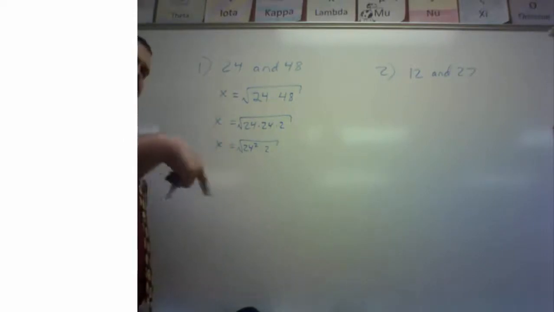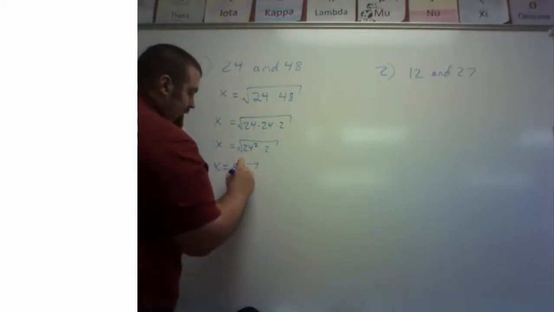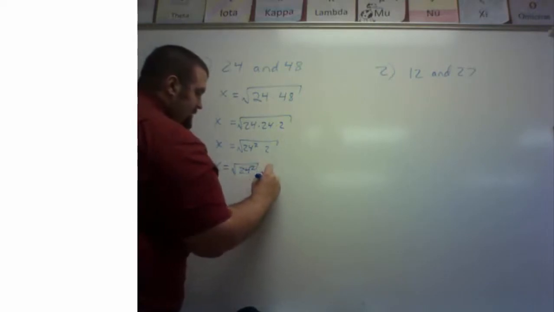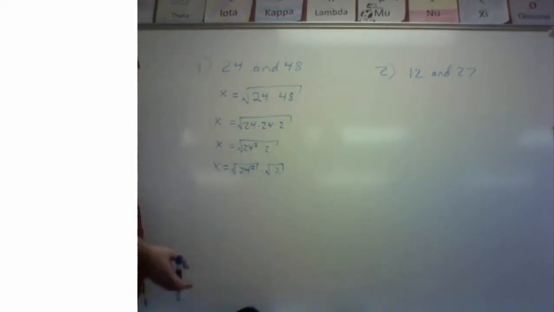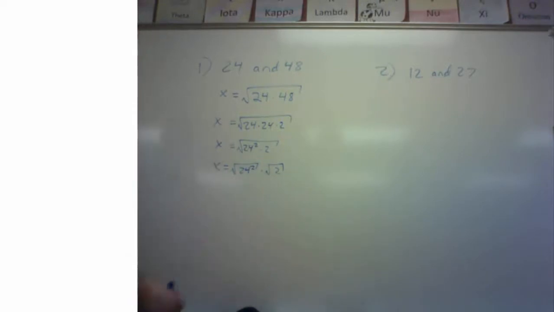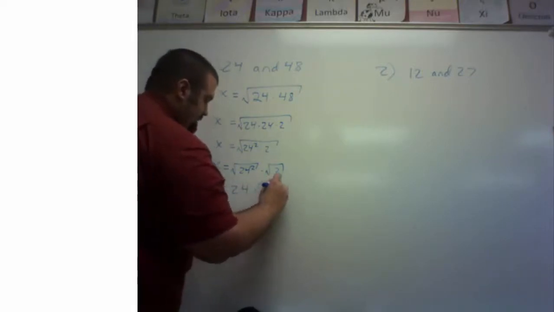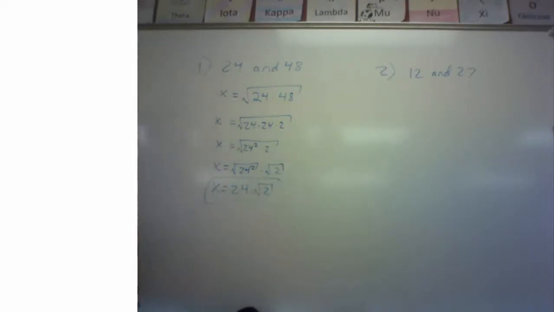Whoa. Mr. H, you said something before about being able to break up a square root. Yeah, you are able to. So this is really the square root of 24 squared times the square root of 2. Well, the square root of 24 squared is 24. Square 24, then you take the square root. Oh, just undid what I just did. Whew. X equals 24 times the square root of 2. This is how I leave my answer. I can't simplify square root of 2 any further. I'll leave it like this.